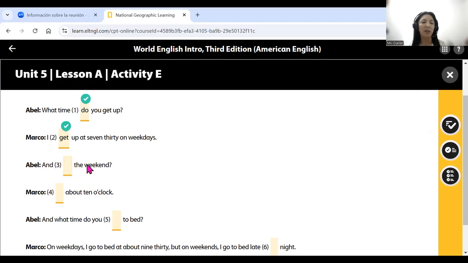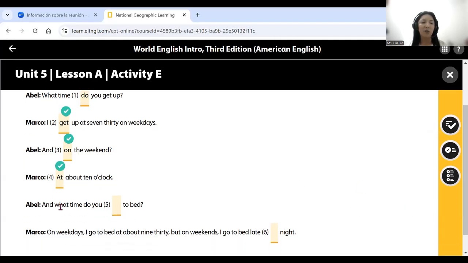And the weekend, we need here a preposition. What do you think goes here? On, in, at. Perfect. On the weekend. Next. About 10 o'clock. What preposition, guys? On, in, or at, if we're talking about the time. Perfect. At about 10 o'clock.